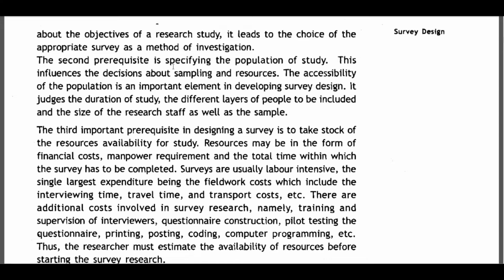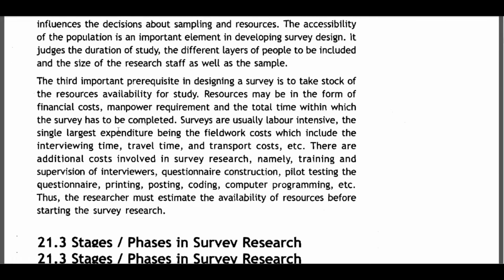The second prerequisite is specifying the population of study. This influences the decisions about sampling and resources. The accessibility of the population is an important element in developing survey design. It judges the duration of study, the different layers of people to be included, and the size of the research staff, as well as the sample.